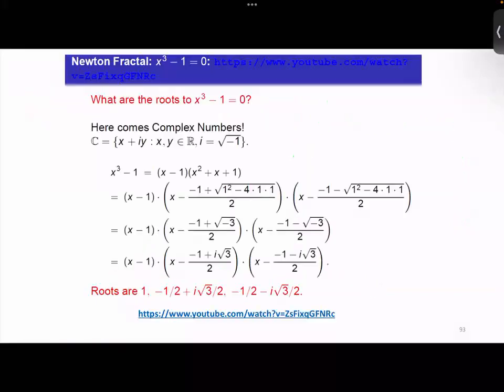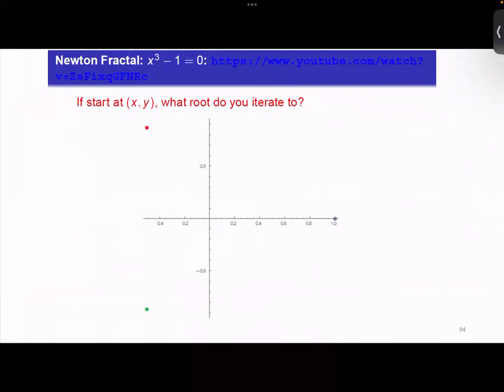All right, so continuing, I now have a quadratic. I can factor the quadratic, and I get 3 roots: 1, -1/2 plus i root 3 over 2, and -1/2 minus i root 3 over 2. And so here are the 3 roots in the complex plane.